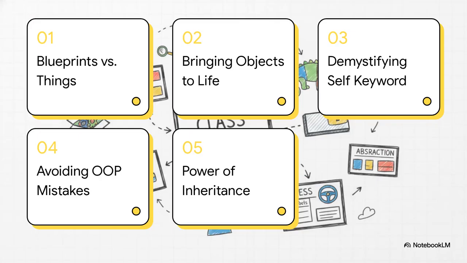Here is our roadmap for today. 1. Blueprints versus real things. 2. Bringing objects to life. 3. Demystifying the self keyword. 4. Avoiding common OOP mistakes. And 5. The power of inheritance.